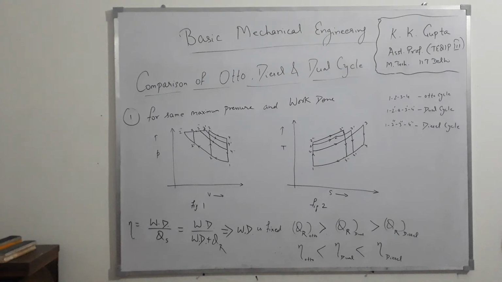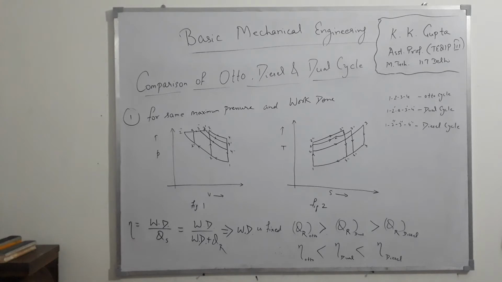Hello dear students, in this session we will compare all the three cycles used in IC engine, that is Otto cycle, diesel cycle and dual cycle, by keeping some of the parameters fixed. First is for same maximum pressure and work done. It means by keeping the same maximum pressure and work done same for all the three cycles, we will check the efficiencies and compare the efficiencies for all the three cycles.